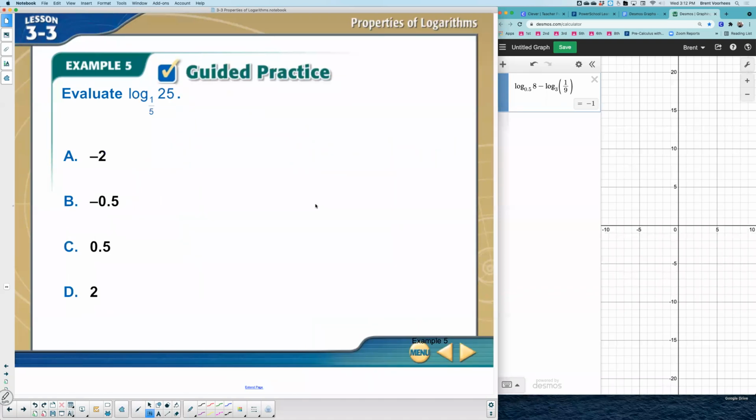Now it's your turn. DOL number 5, you can use a calculator or you can use algebra.